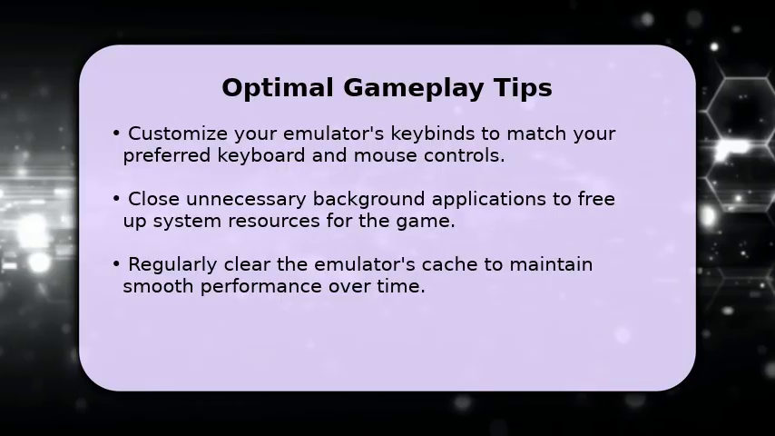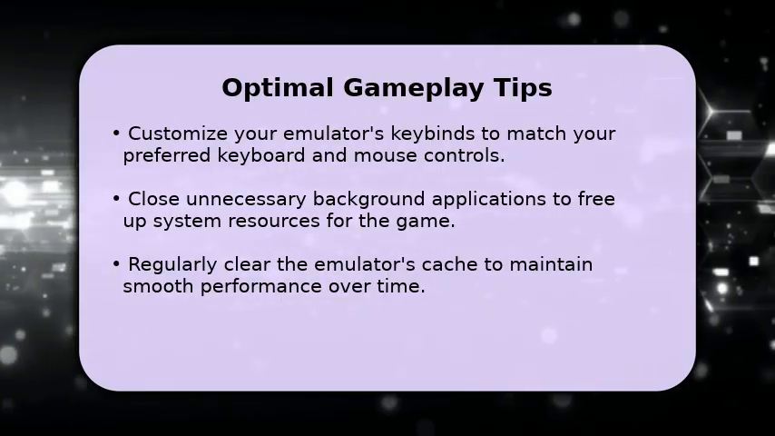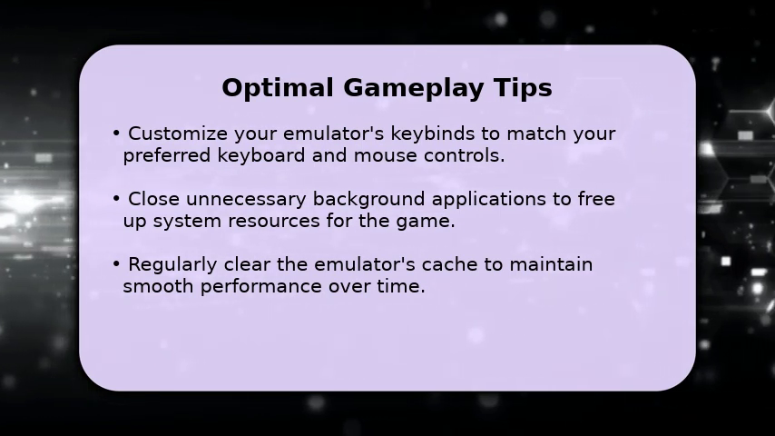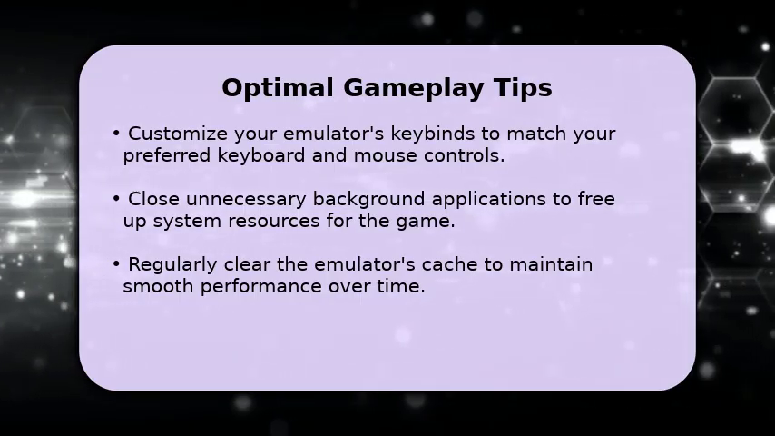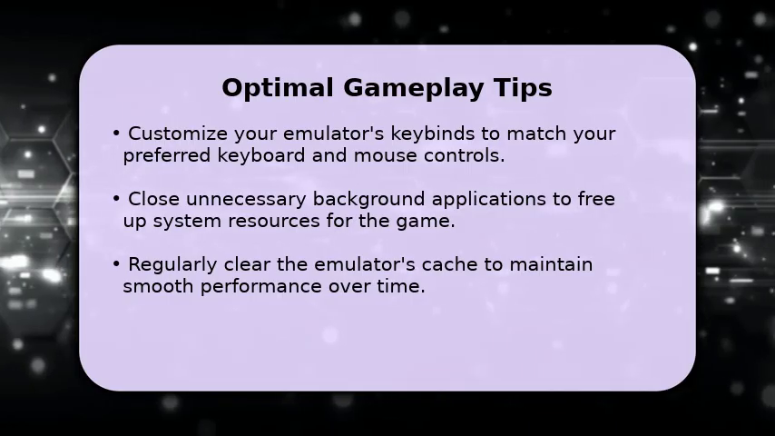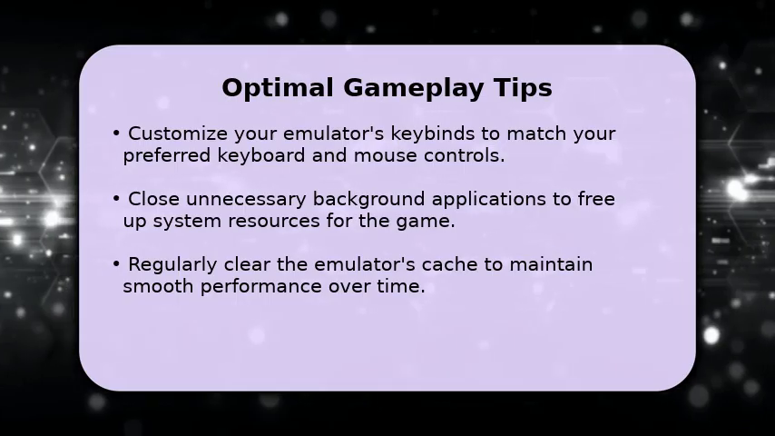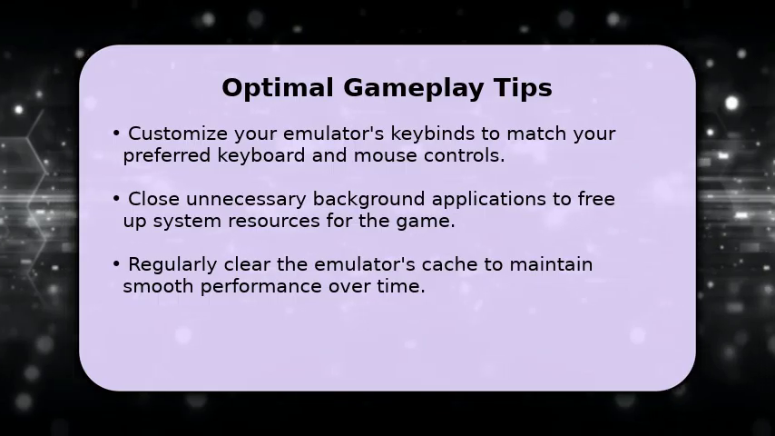To truly optimize your Clash of Clans experience on Windows, consider these tips. Customize your emulator's keybinds to suit your playstyle, making troop deployment and spell casting more intuitive. Always close background applications to dedicate maximum system resources to the game. Regularly clearing your emulator's cache can prevent slowdowns. Finally, a good gaming mouse can offer enhanced precision, giving you an edge in those critical clan wars.